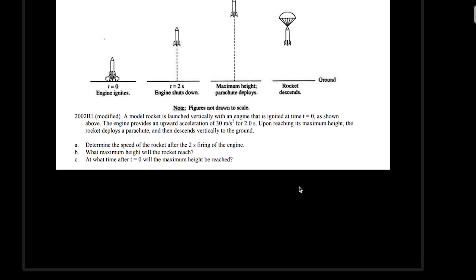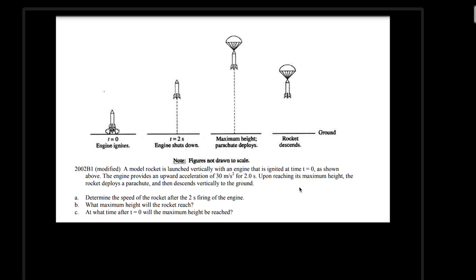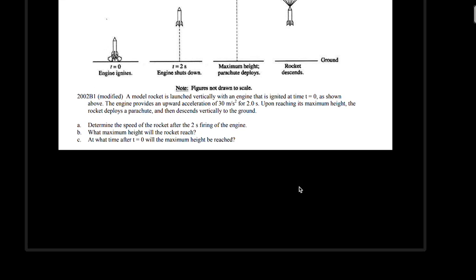So here's a 2002 kinematics FRQ. The plan is just to go through each unit or topic in AP Physics 1, do one or two FRQs, and then move on to the next one. So we're starting off with kinematics.